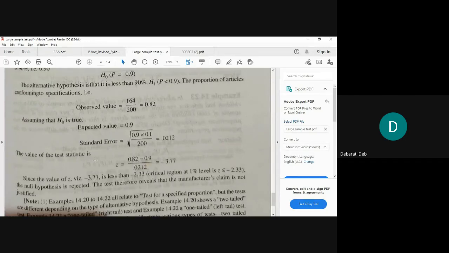put a big root over, and under the root, in the numerator, you will write PQ by N. The formula is PQ by N, capital P, capital Q. If you are writing with small p, small q by N, no problem, you can write that also. But here in the null and alternative hypothesis we have taken capital P, so you will write capital P, capital Q by N. Thus, the value of capital P is 0.9 and the value of capital Q is calculated as 1 minus P.